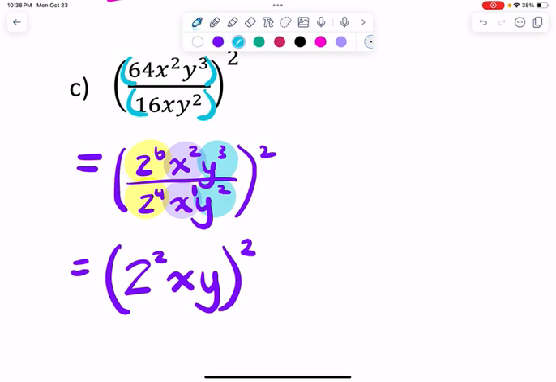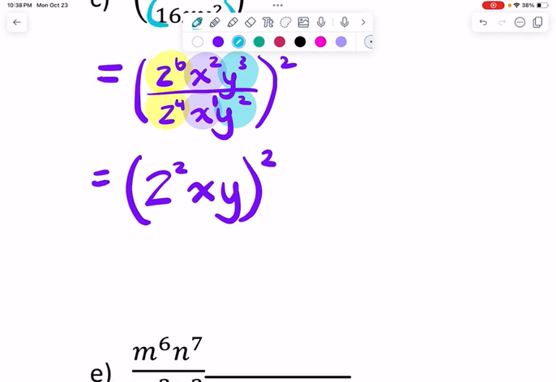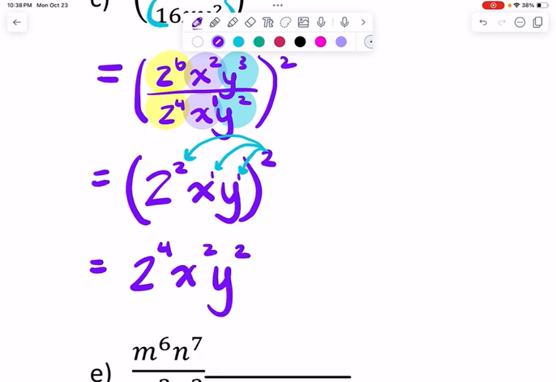Now that my brackets have been fully simplified, I can go ahead and deal with that exponent. And when I deal with that exponent, I distribute that exponent to every single power, and I multiply those exponents together, remembering when I have an exponent of 1. So that gives me 2 to the power of 4, 2 times 2 is 4, x to the power of 2, 1 times 2 is 2, and y to the power of 2, because 1 times 2 is still 2.